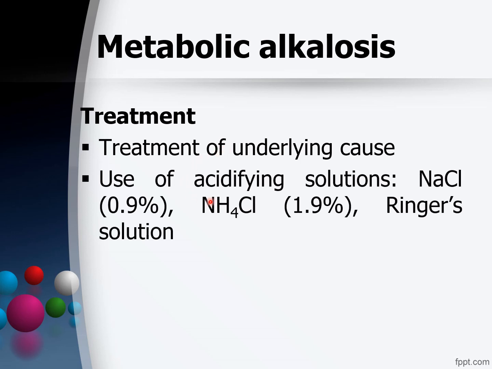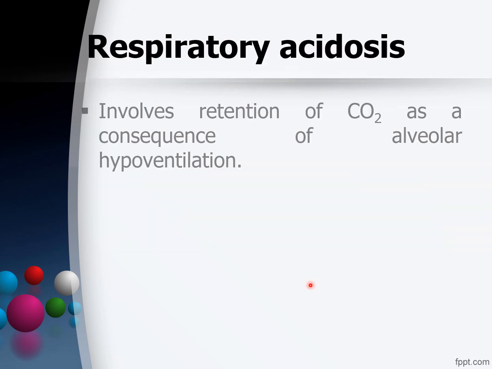And we can also use acidifying solutions such as sodium chloride 0.9% and ammonium chloride 1.9%. We also have the Ringer solution. So the Ringer solution will supply sodium, potassium, calcium and chloride, which are lost or lowered in the case of metabolic alkalosis. Respiratory acidosis involves the retention of carbon dioxide as a consequence of alveolar hypoventilation.